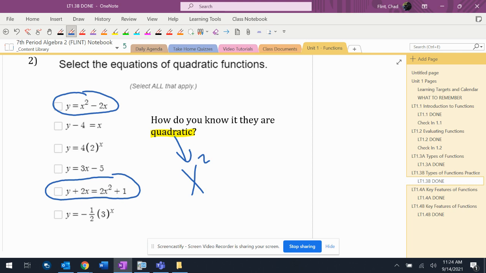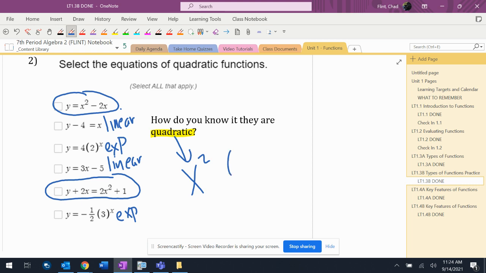If I want to be fancy, this one's linear. This one's exponential. This one's linear. And this one's exponential. If I want to get real fancy and make sure I know what everything is. But that's how you can tell quadratic.